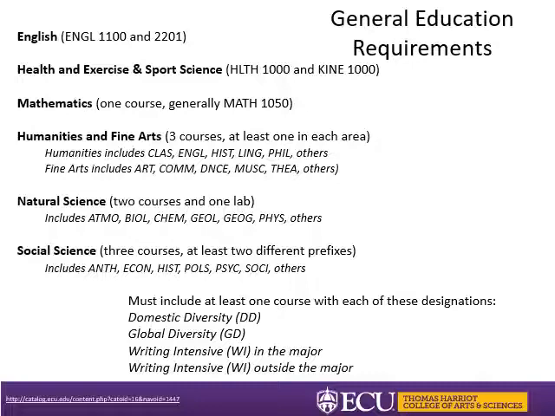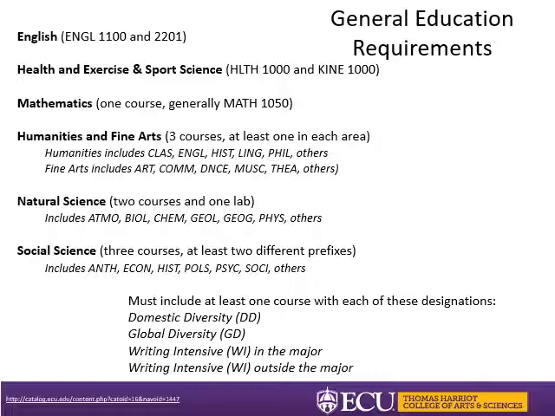The third group is social science, and here you'll take 3 courses with at least 2 of them with different prefixes. These may include anthropology, economics, history, political science, psychology, sociology, and some others. It's important to note that these will need to include at least 1 course with each of 4 special designations. And those are domestic diversity, global diversity, writing intensive in the major, and writing intensive outside the major.